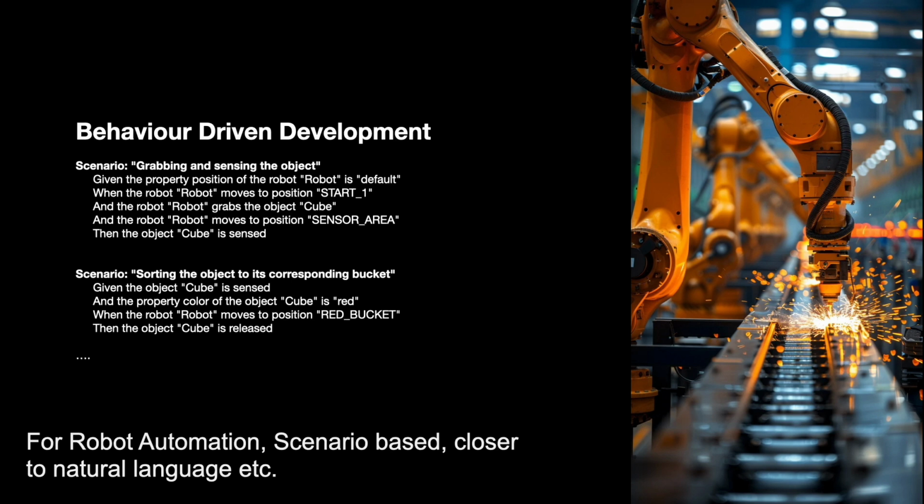Behavior-driven development is a way of testing software systems based on scenarios, similar to the way of using unit testing. And the question was, could this way of creating scenarios be used for programming robot automation, and would the more natural language compared to traditional programming help the end user program them easier?